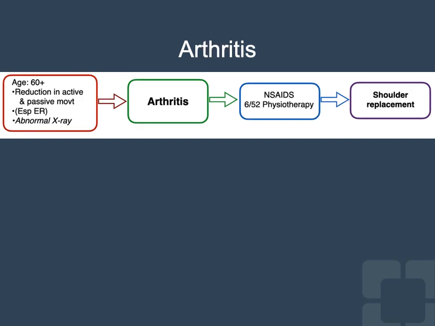Arthritis is often an easier diagnosis to make in the older patients. They present with a, quote, frozen shoulder, in that they have a reduction in both the active and passive range of motion, which is typically accompanied by some pain. Obviously, in these patients, they will have an abnormal X-ray.